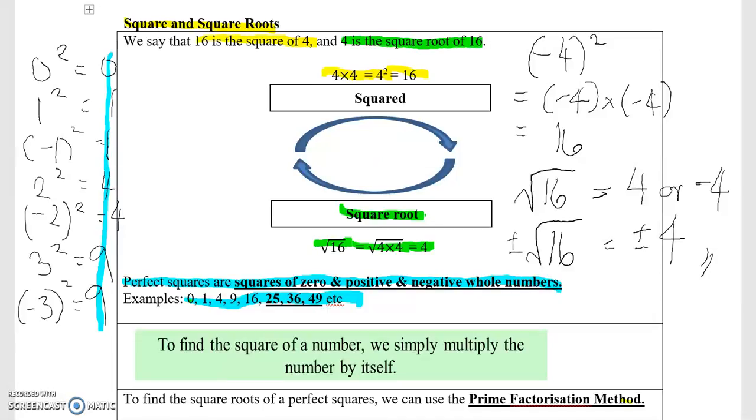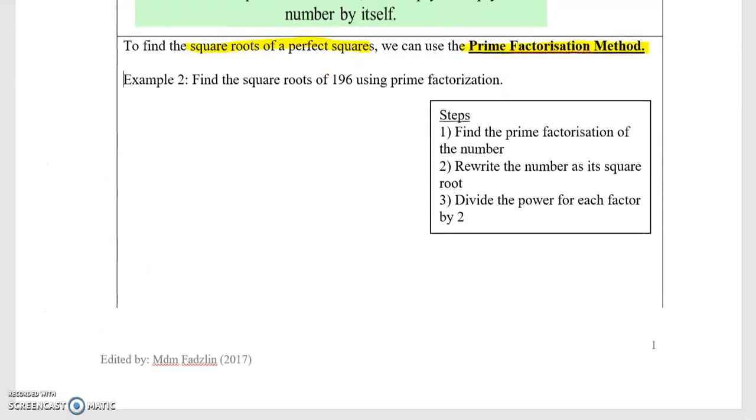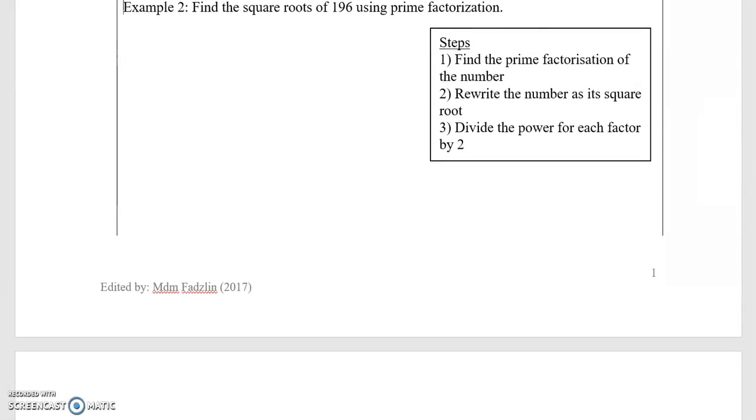We can find the square root of any perfect square by using the prime factorization method. Let's take a look at the next example. For this example, find the square root of 196 using prime factorization.